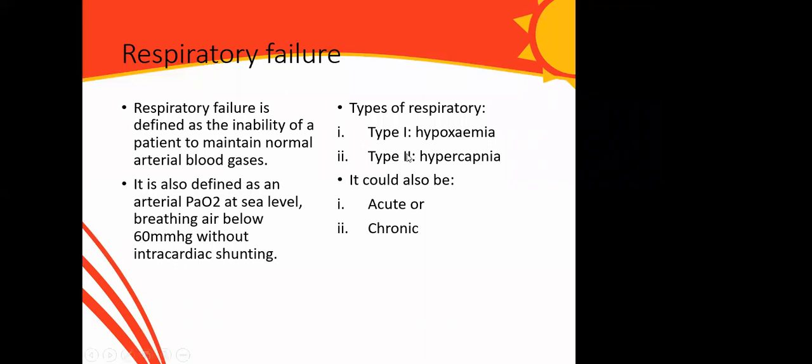There are 2 types, sometimes we say 3 types of respiratory failure. We have type 1, which is hypoxemia, and type 2, hypercapnia. We can have a mixed type of respiratory failure, type 3, when you have hypoxemia and hypercapnia coexisting. Respiratory failure could also be acute or chronic. So any patient in respiratory failure requires some form of ventilatory support.